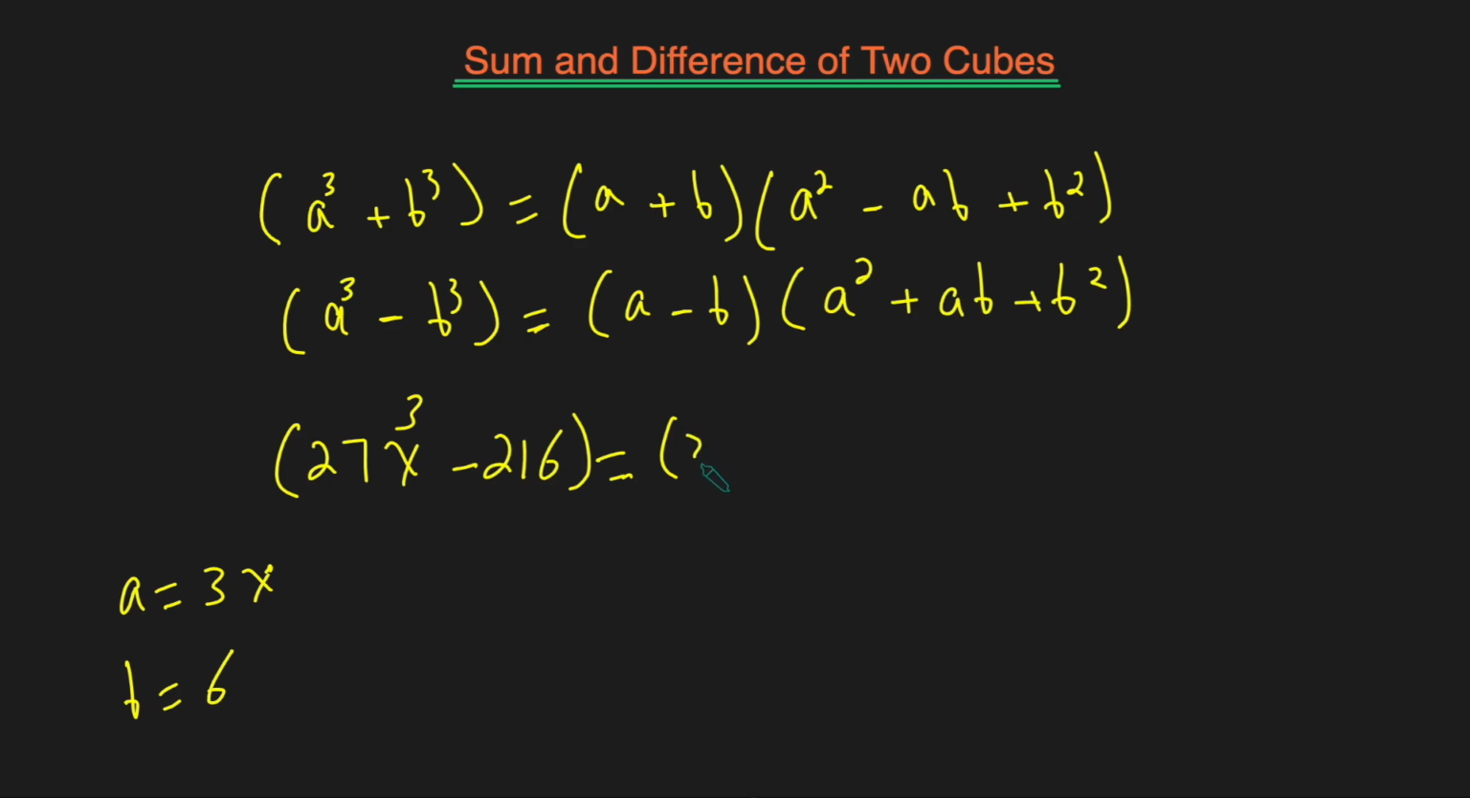So this is going to give me 3x minus 6 times a squared, which will be 9x squared, plus a times b, so 3 times 6 is 18x, plus b squared, which is 6 squared, is 36.